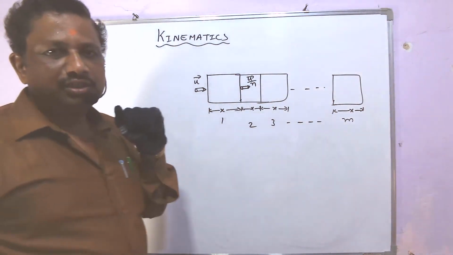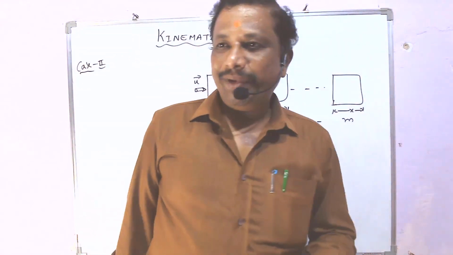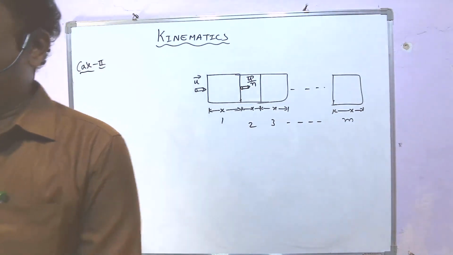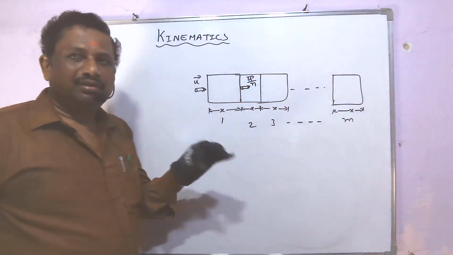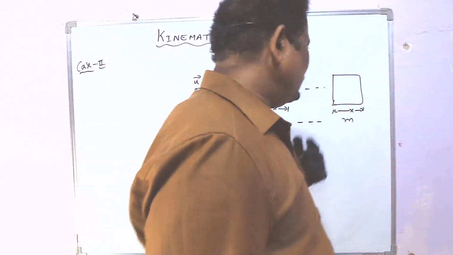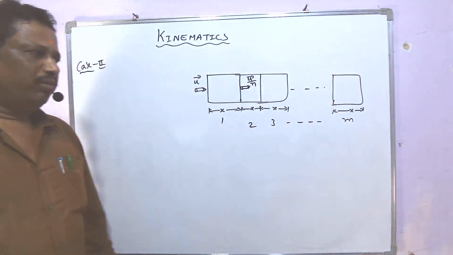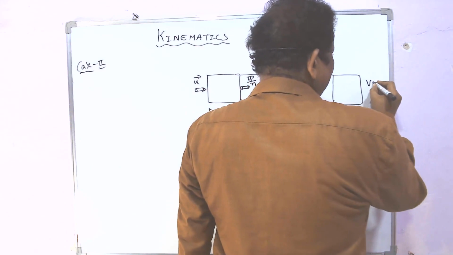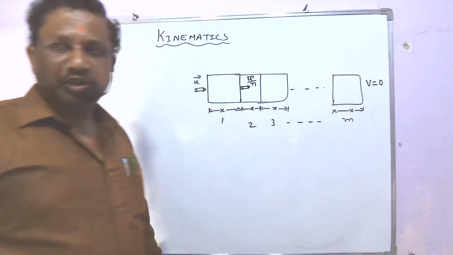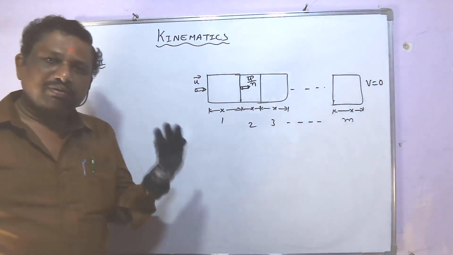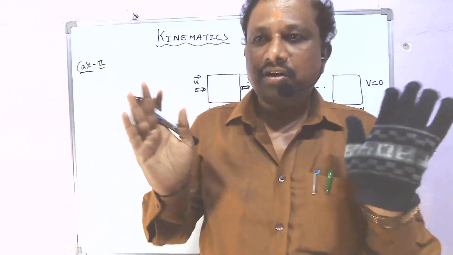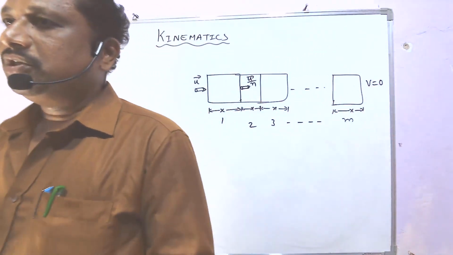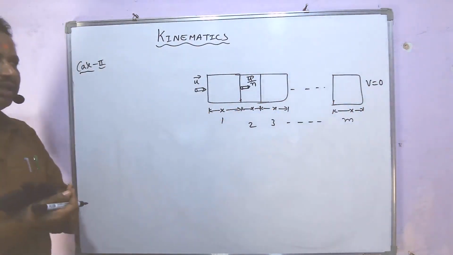Then to stop this bullet, how many such wooden planks do I need? That I am going to calculate. Suppose I need m wooden planks to make the final velocity of the bullet 0. When the final velocity of the bullet becomes 0, the bullet will stop. So how many such wooden blocks do we require? That we are going to calculate.